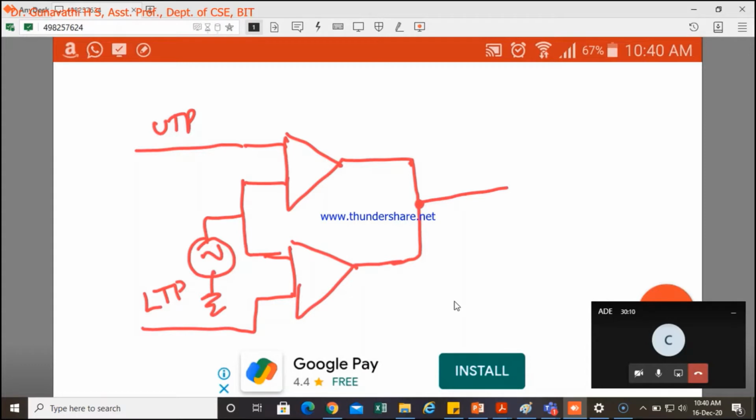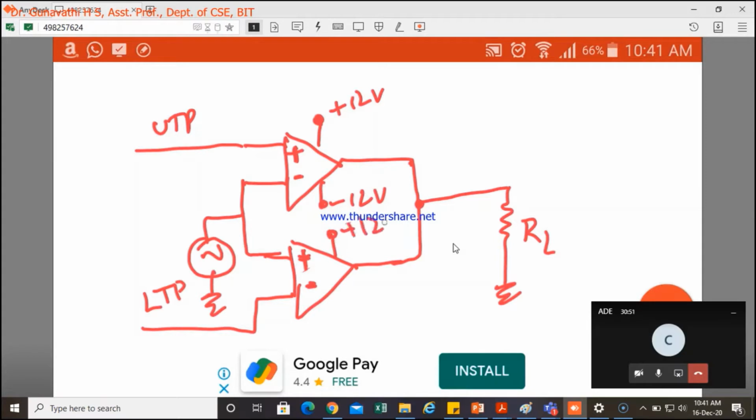I'll write this down. UTP is applied across the positive terminal here, and LTP is applied across the negative terminal of the other comparator. So this one works like an inverting comparator and this one like a non-inverting comparator. How will this operate? I extract the output across these two together. Here I connect a load resistance RL, and we already know we need to connect the biasing voltage, plus 12 volts and minus 12 volts. These basics you already know.